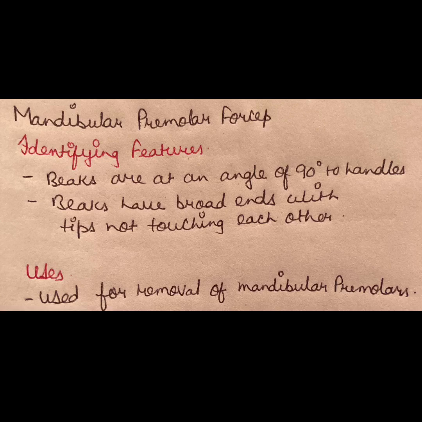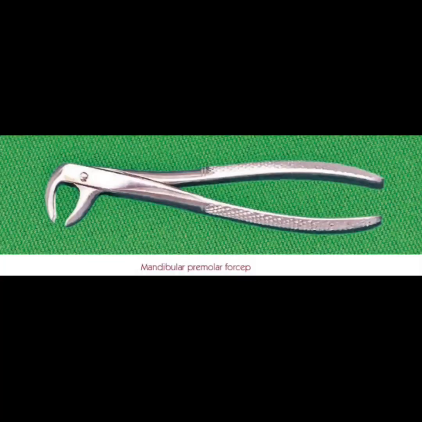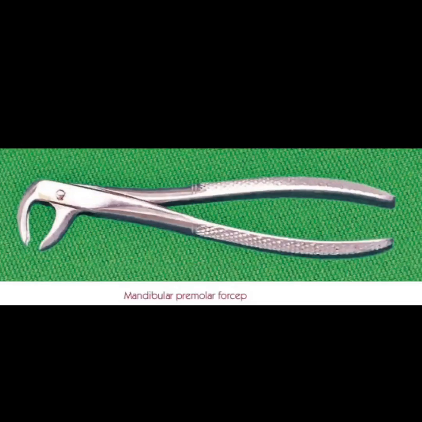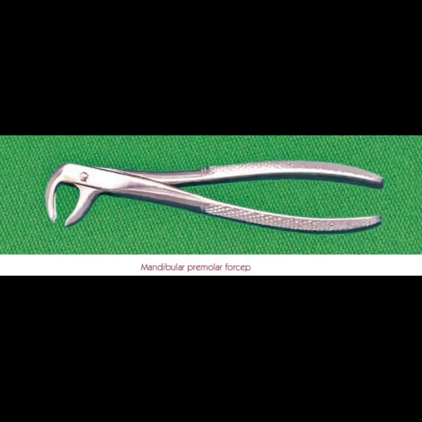Mandibular premolar forceps. How will you identify? Beaks are at an angle of 90 degrees to the handles and beaks have a broad end with tips not touching each other. These are used for the removal of mandibular premolar. In this image, you can easily appreciate the 90-degree angle and the beak tips are not touching each other. And how will you use? Beak faces downward and is inserted into the pedial space in close approximation with the buccal surface of root. Movement given is buccal along with lingual.